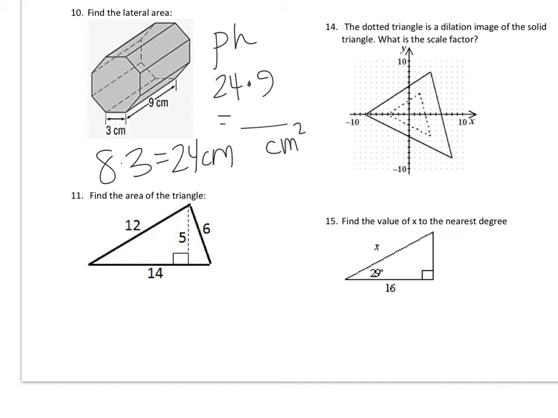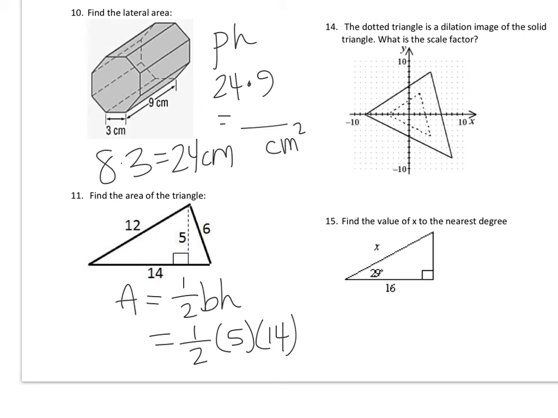Number 11, find the area of the triangle. The area, it does have a base and a height. It does have a 90-degree angle. So you do area of a triangle equals 1/2 base times height. Area is 1/2 times 5 times 14. So 35 units squared.